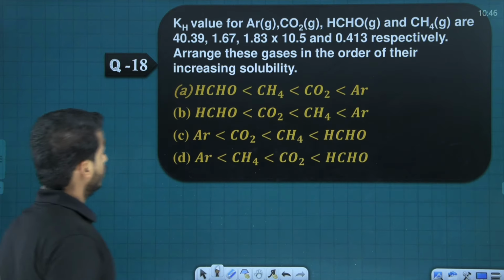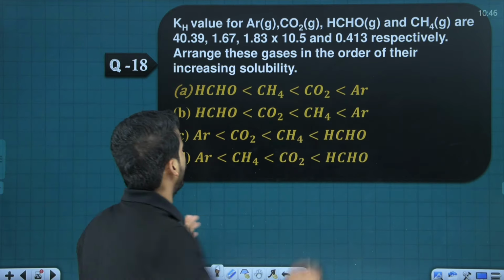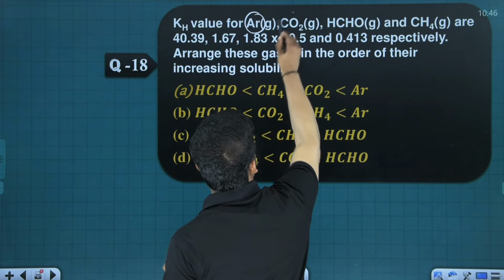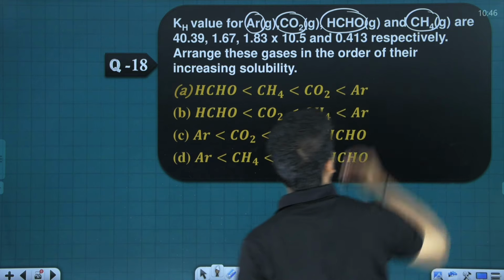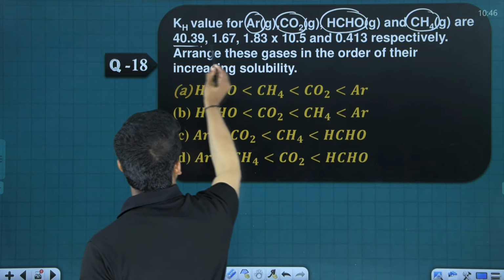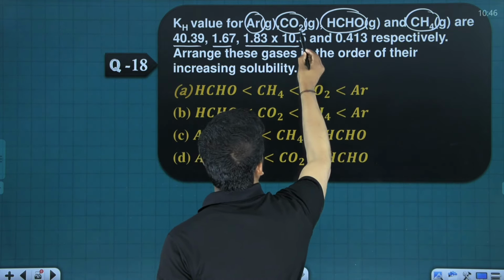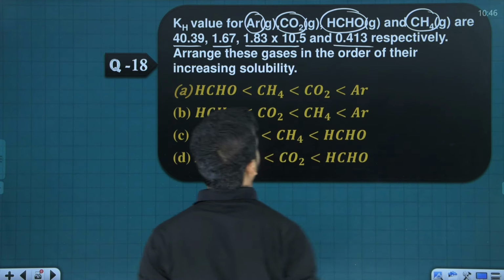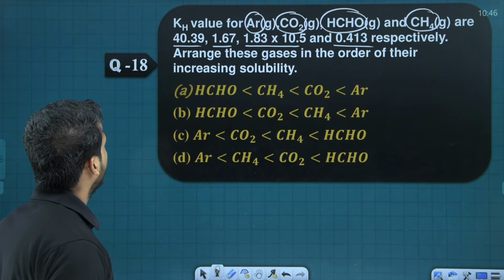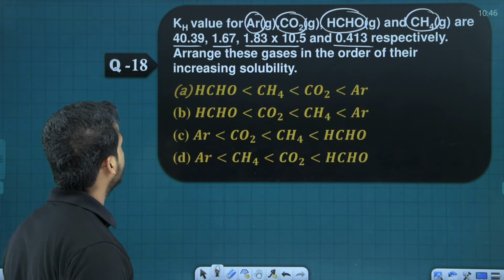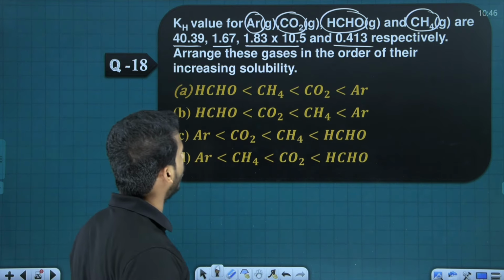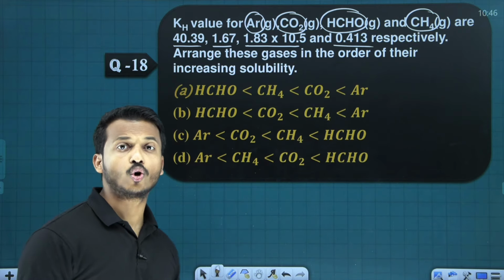Next one. KH, Henry's constant values for different gases are given: argon, carbon dioxide, methanol and methane. Okay, notice the values, all of you. 10 raised to 5, 0.413. Consider 10 raised to 5. Arrange these gases in the order of their increasing solubility.